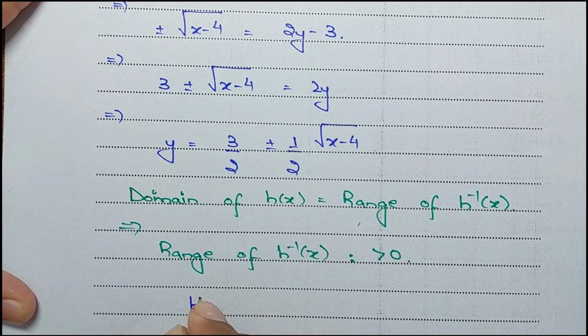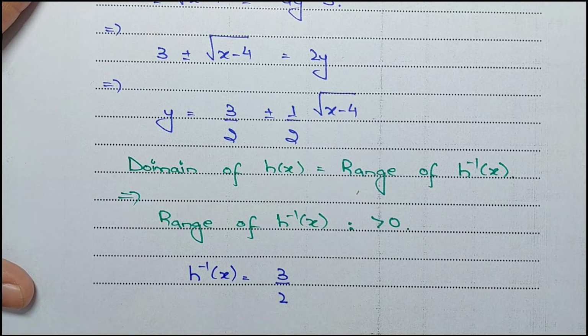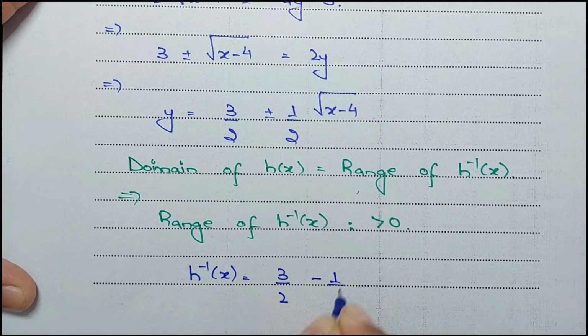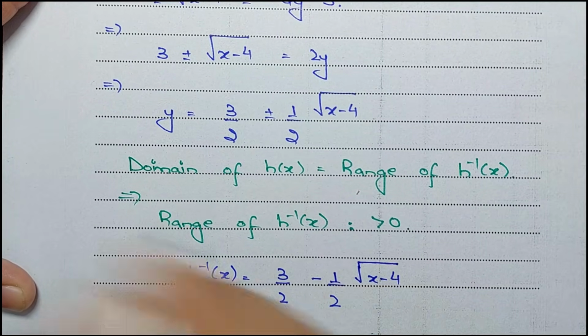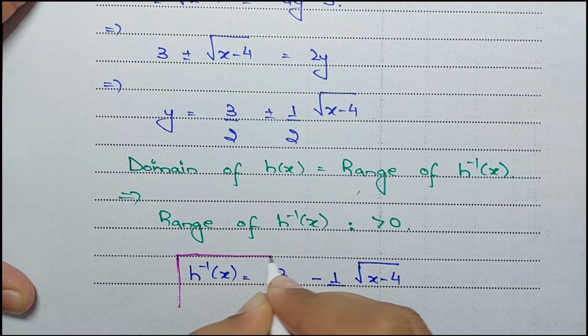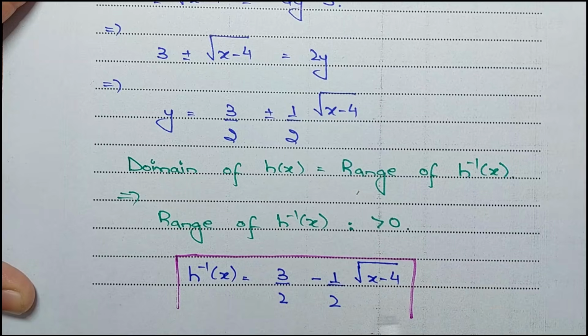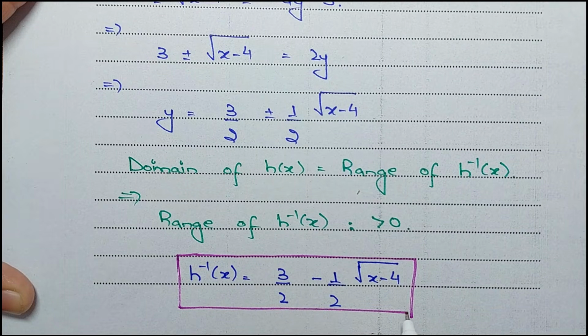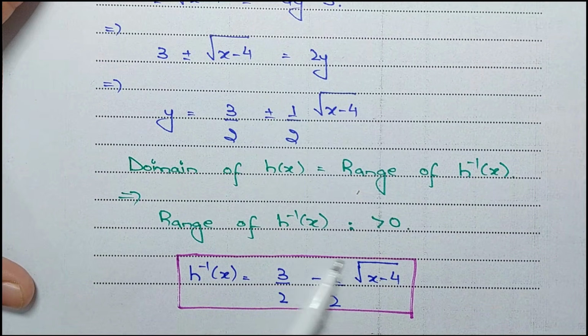So here we can say h inverse of x would be 3/2, which is 1.5. When you subtract something from 1.5, the answer should be less than 0. So minus 1/2 root of x minus 4. This is the expression for h inverse of x, because the domain of f of x is equal to the range of f inverse of x. Now the range should be less than 0, so these values are less than 0.